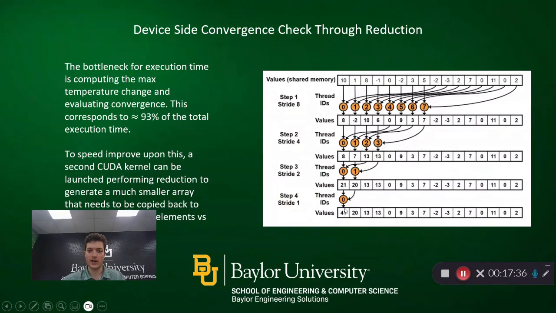and eventually it gets down to just one element left, having compared each max value. And then this element can be written back into host memory for each block, which means that there will only be 256 elements written back into host memory instead of 65,000. So a serial version of finding the max in 256 elements is a lot better than in 65,000.